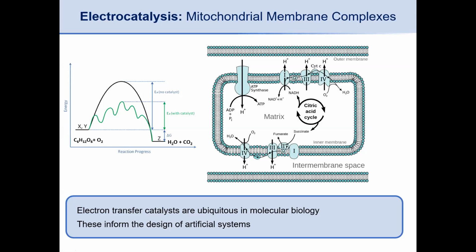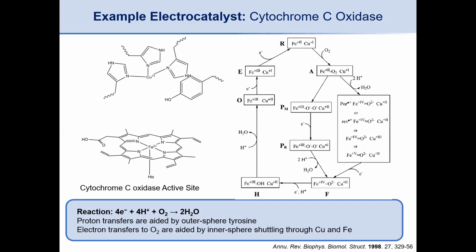So to get an idea of how transition metal chemistry is used in this process, we'll take a closer look at complex 4 as an example, in which we're taking electrons from cytochrome C and shuttling them into oxygen to form water. So this is the active site for complex 4, which is known as cytochrome C oxidase.